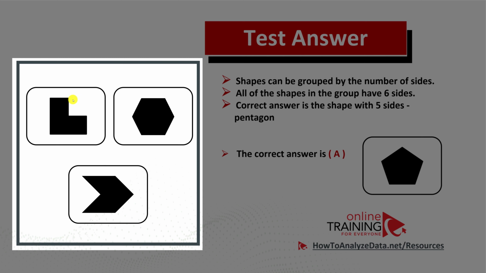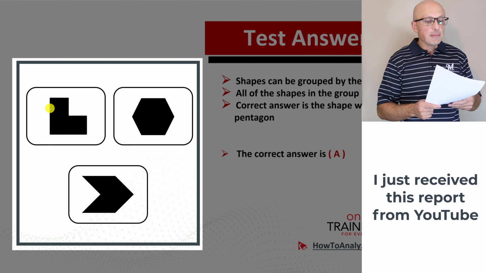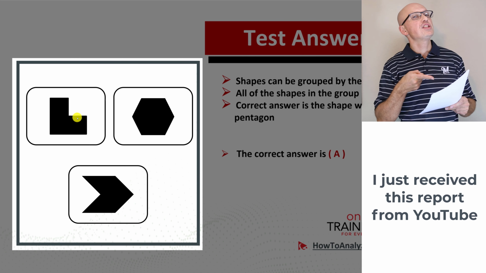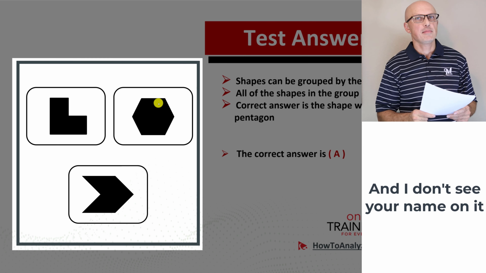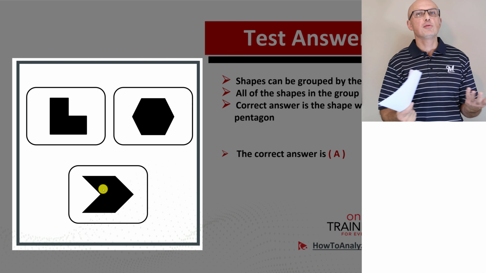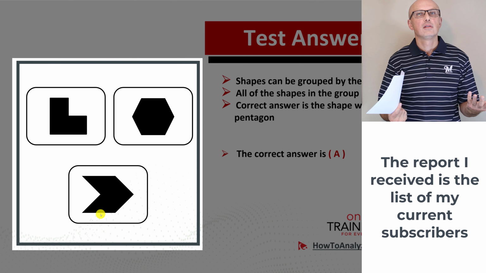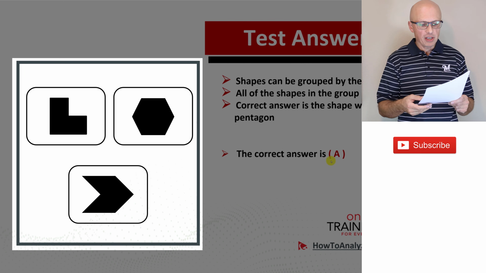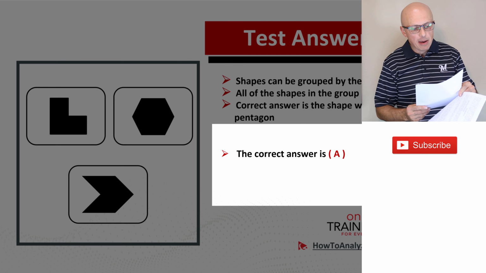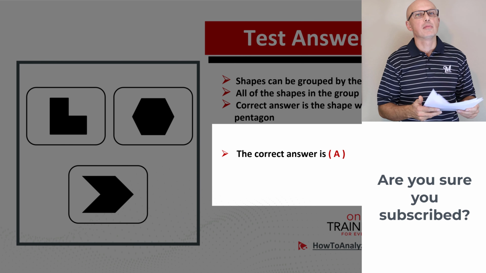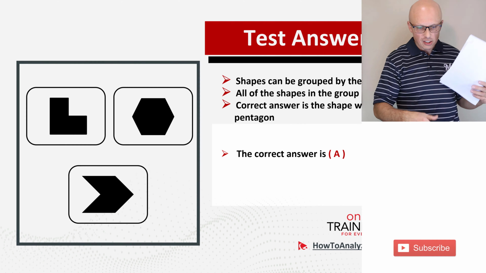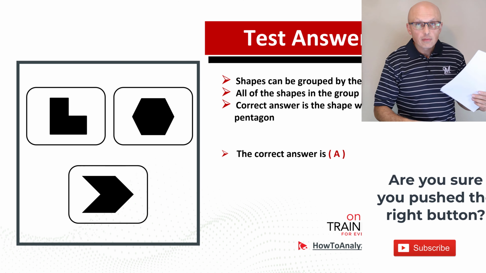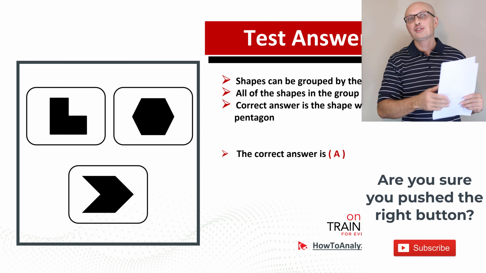If you count the sides, for example, in this shape, you will see that there's 1, 2, 3, 4, 5, 6. Same with the hexagon, 1, 2, 3, 4, 5, 6. And same with the arrow, 1, 2, 3, 4, 5, 6. So the correct answer here is choice A for the pentagon, which only has 5 sides, 1, 2, 3, 4, 5. Hopefully you've nailed this question and answered it correctly, and now know how to answer similar questions and problems on the test.